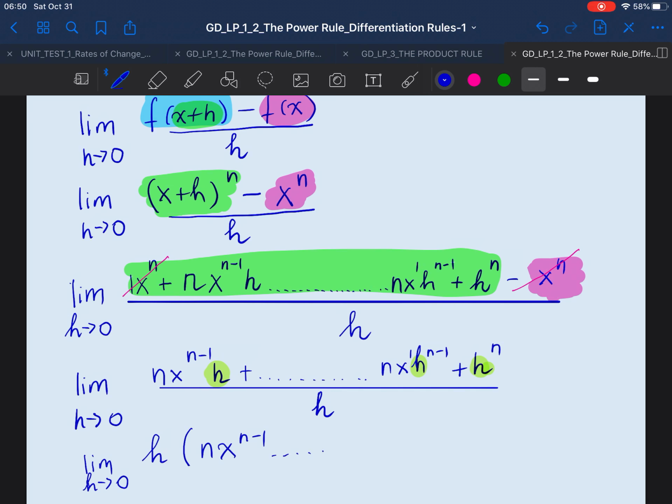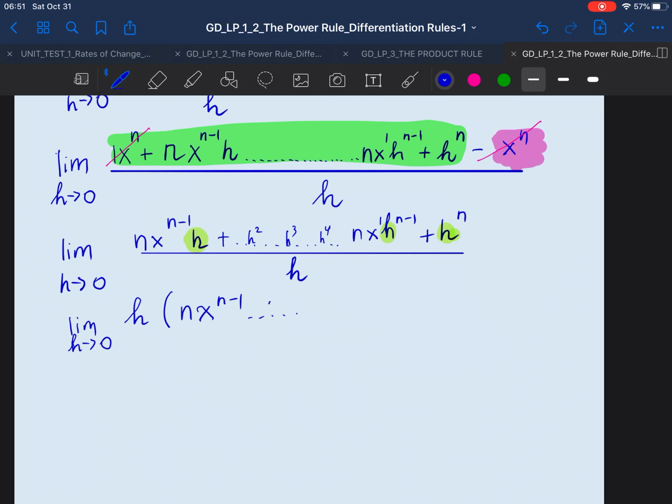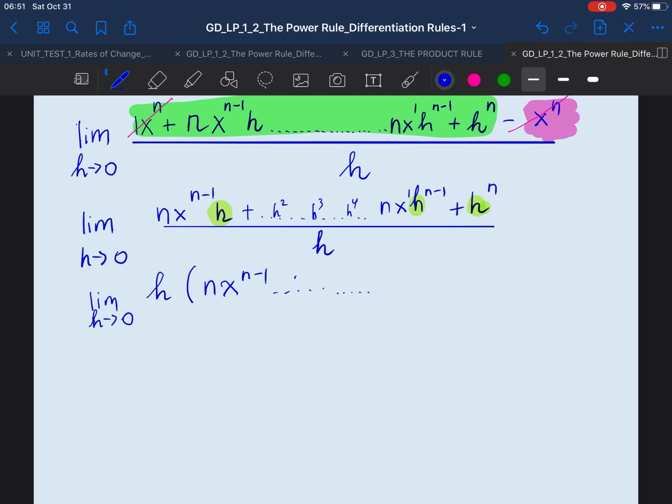And then here, remember that the next term will have h squared, so you will have some h left. The next term will be h cubed, and the next term will have an h to the 4, and other stuff, obviously. But we are interested in h in here because we are trying to take out h. So all the terms will have an h. The second last will be n times x to the power 1, h to the n minus 2, since you took one h out. And the last term will be h to the power of n minus 1.